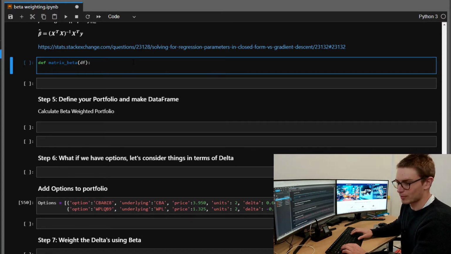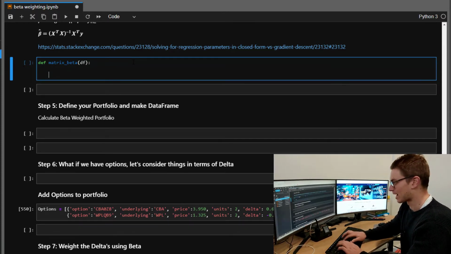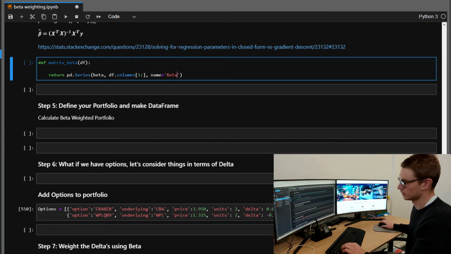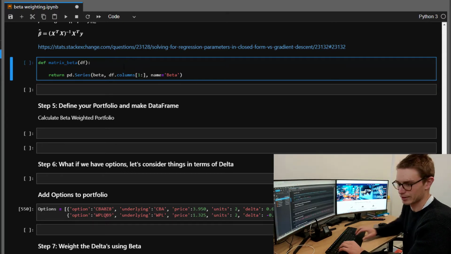So also, just a comment with that, we are going to be returning the exact same thing. So all these betas are going to be equivalent. If you don't want to learn how to do this, just skip forward to the next section. So we're going to have the betas df columns 1 onwards, and we're going to name this beta as well. All of these are returning the exact same thing.